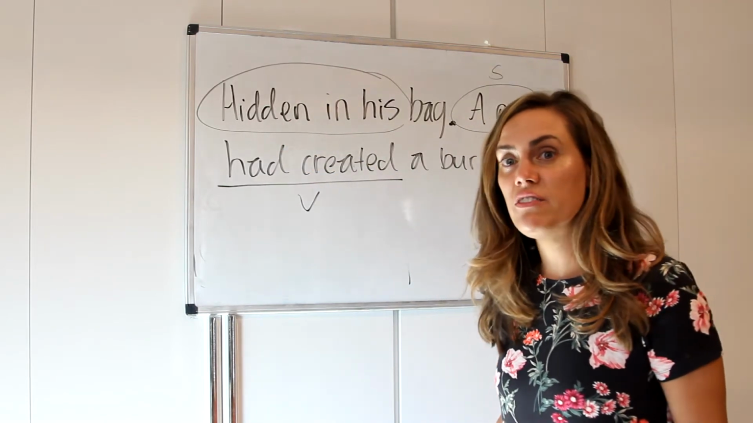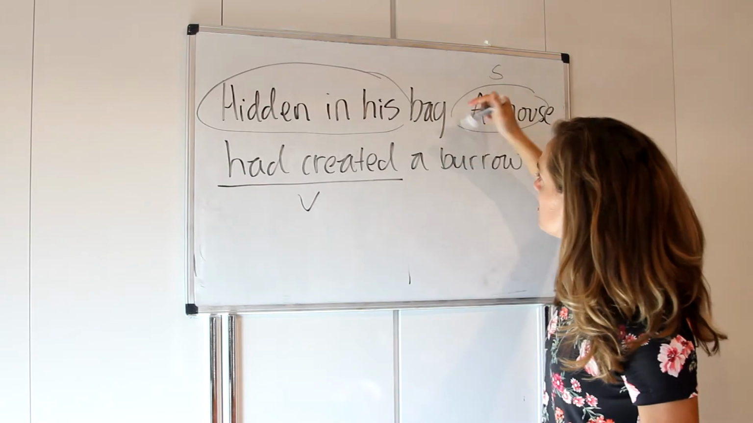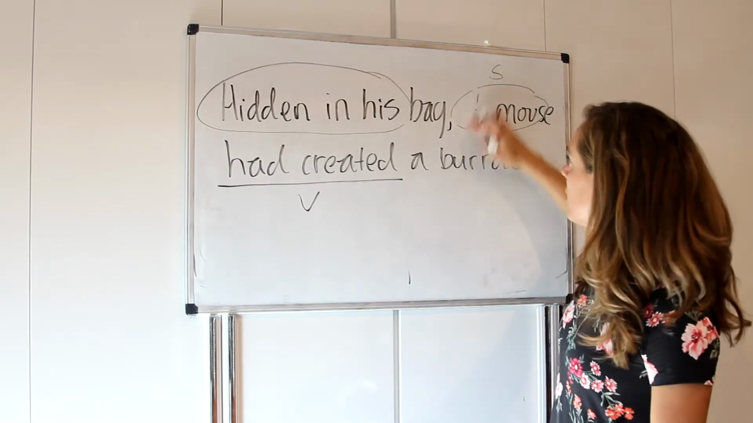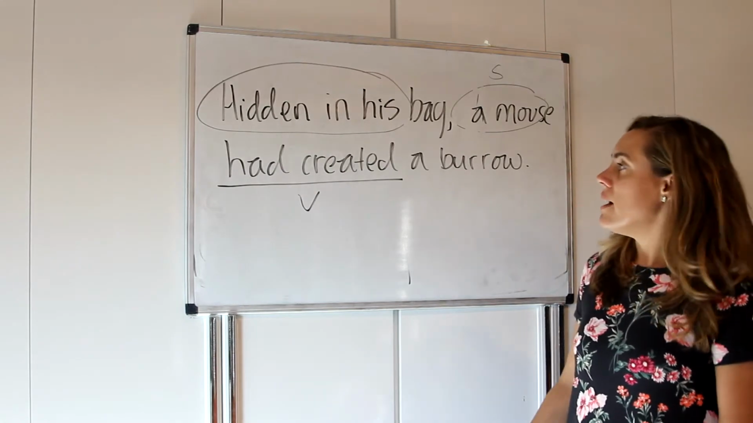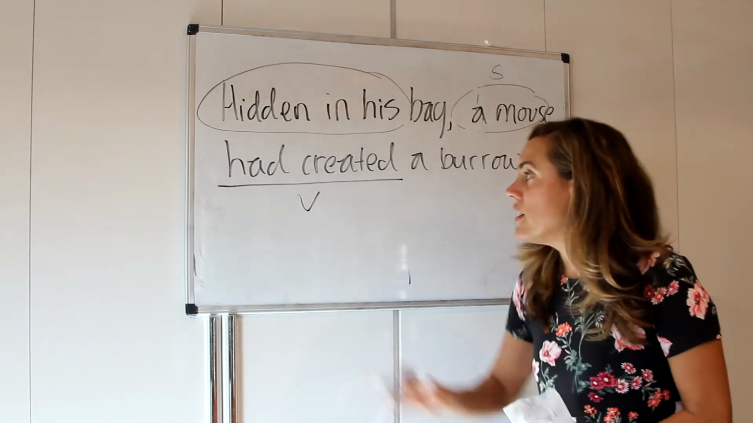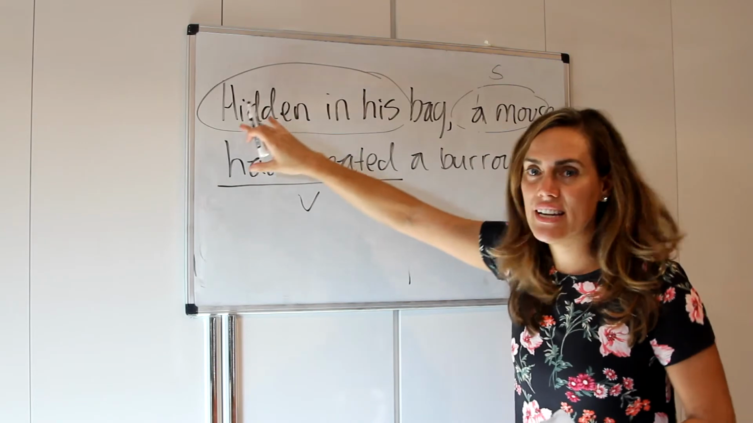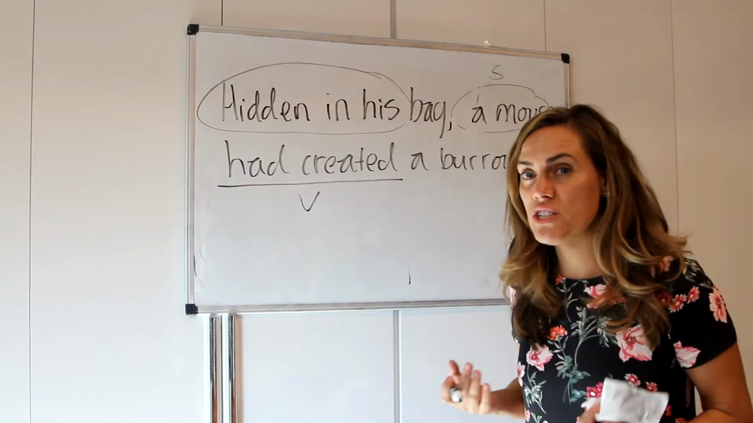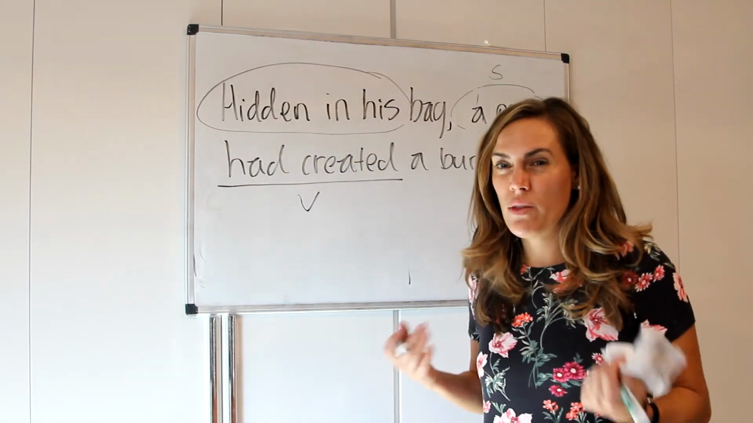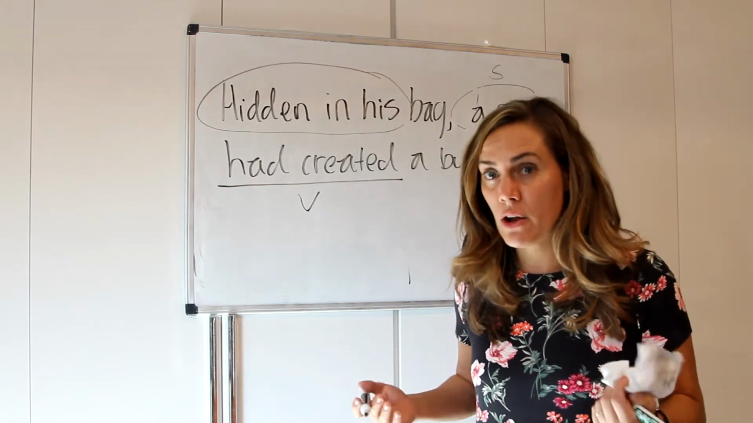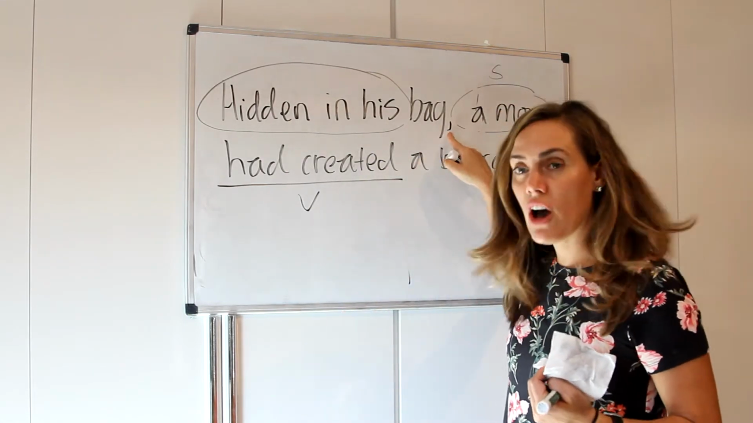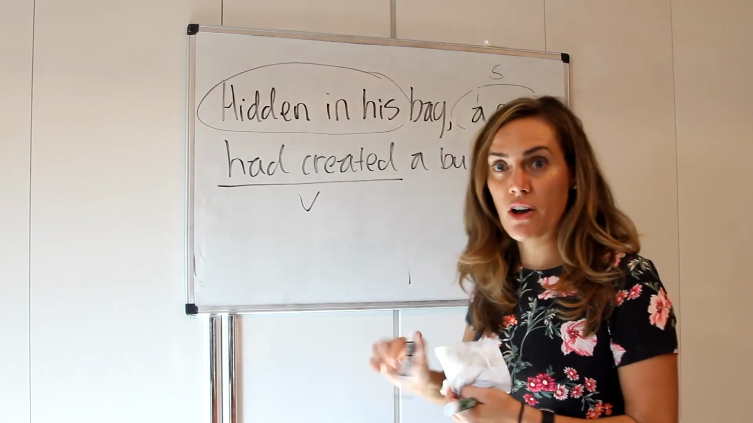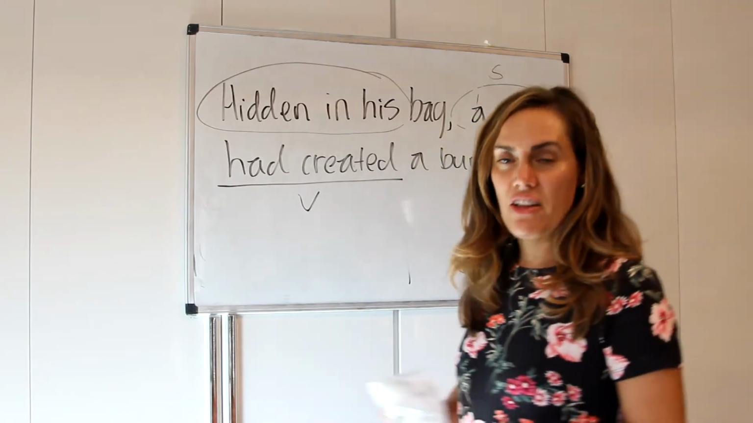So this needs to be fixed. And the easiest way to fix it is to just turn this period into a comma, lowercase the a, and connect them. Hidden in his bag, a mouse had created a burrow. A mouse was hidden in his bag. Sometimes when we start sentences like this, with participle phrases they're called, we make the mistake of using a period when it really should be a comma. All right, here's another example.